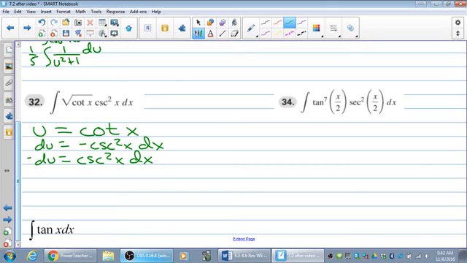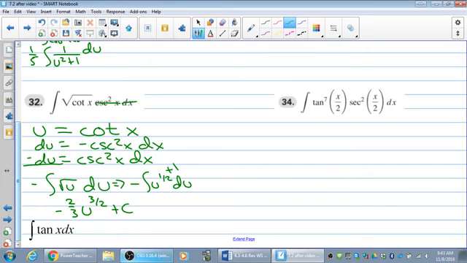All right, so now we have negative integral square root of u du. Cosecant of x dx, that became negative du. Then we have square root of u. Well, this is the same as negative integral of u to the 1/2 du. We're going to add 1 to the power. That's negative u to the 3/2, but times 2/3 plus c. We didn't start with u, we can't end with u, so it's negative 2/3.